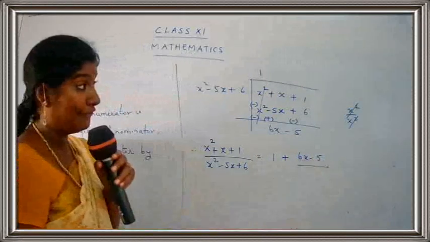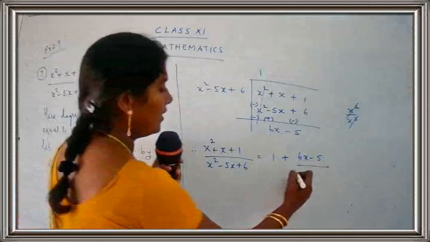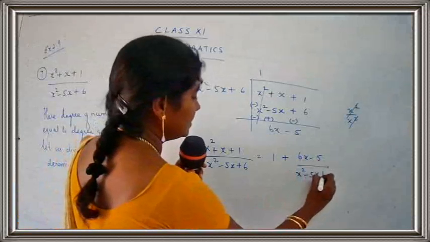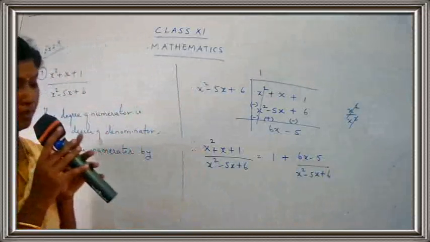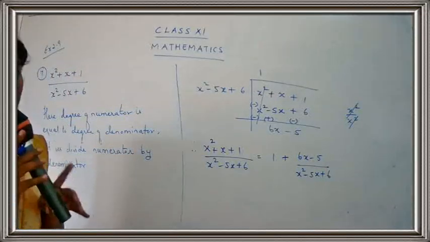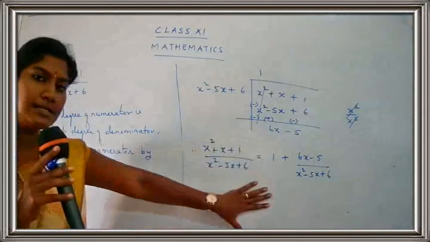And you are going to write down the divisor, that is x square minus 5x plus 6. I hope you are clear with this part, children. So how to write down the answer? How to present this answer?